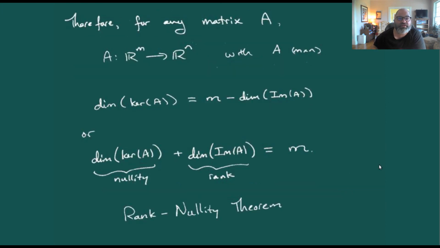And so putting this together, for any matrix A mapping R to the n to R to the m, so A is an m by n matrix, the dimension of the kernel of A is equal to n minus the dimension of the image. Or rearranging, the dimension of the kernel plus the dimension of the image is equal to the dimension of the domain space in which we start. And this theorem is what is known as the rank-nullity theorem.